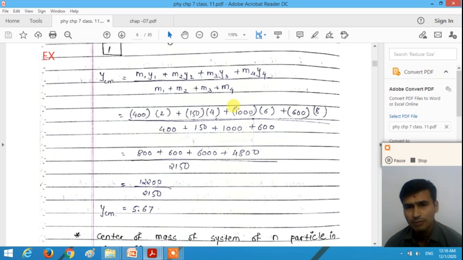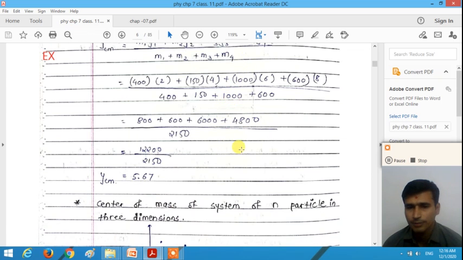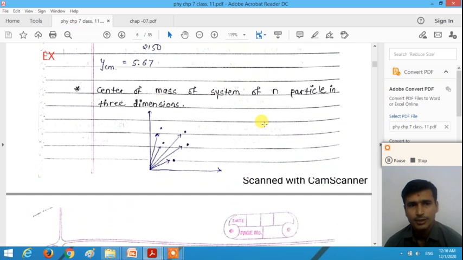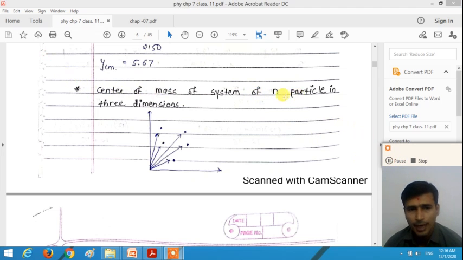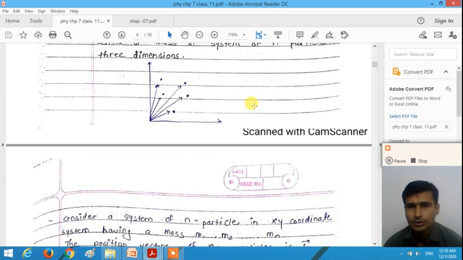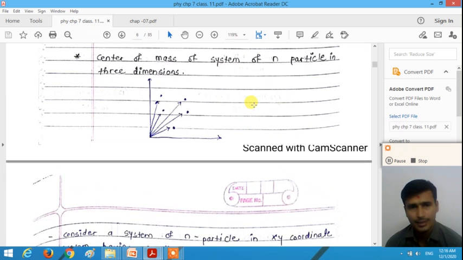Now we will discuss the center of mass of the system of n particles in two dimensions and three dimensions, right? So we will take the next point, that is the center of mass of the system of n particles in three dimensions. So dear student, here the location of the particles in two dimensions and three dimensions is represented by a position vector, right? So here how can we calculate the center of mass? Look, the position vector of the center of mass of the system of n particles in three dimensions.